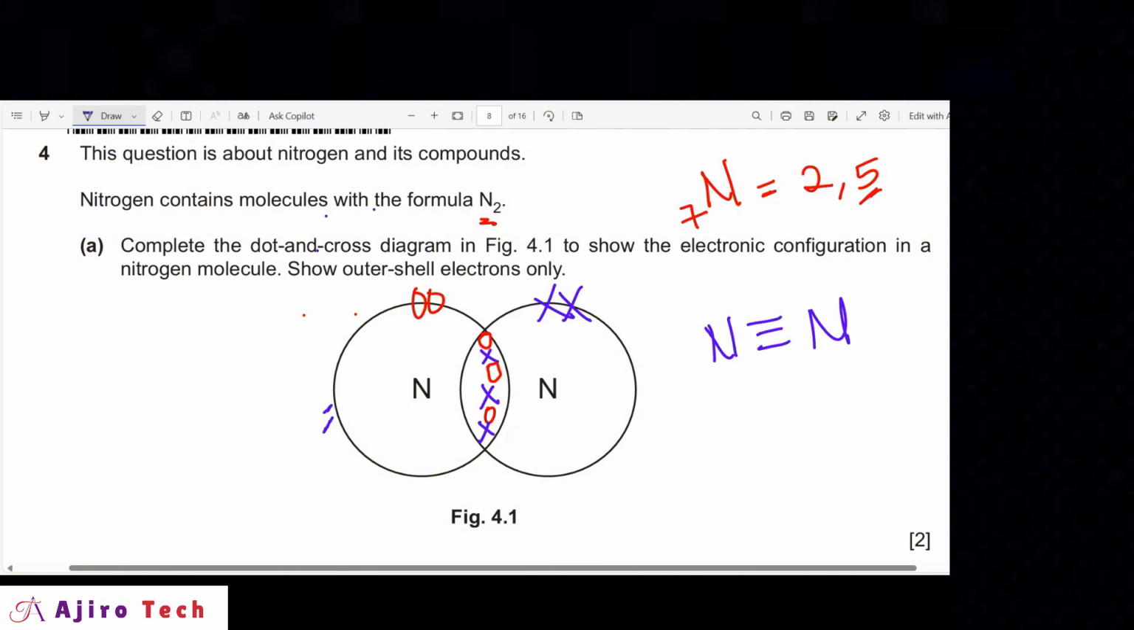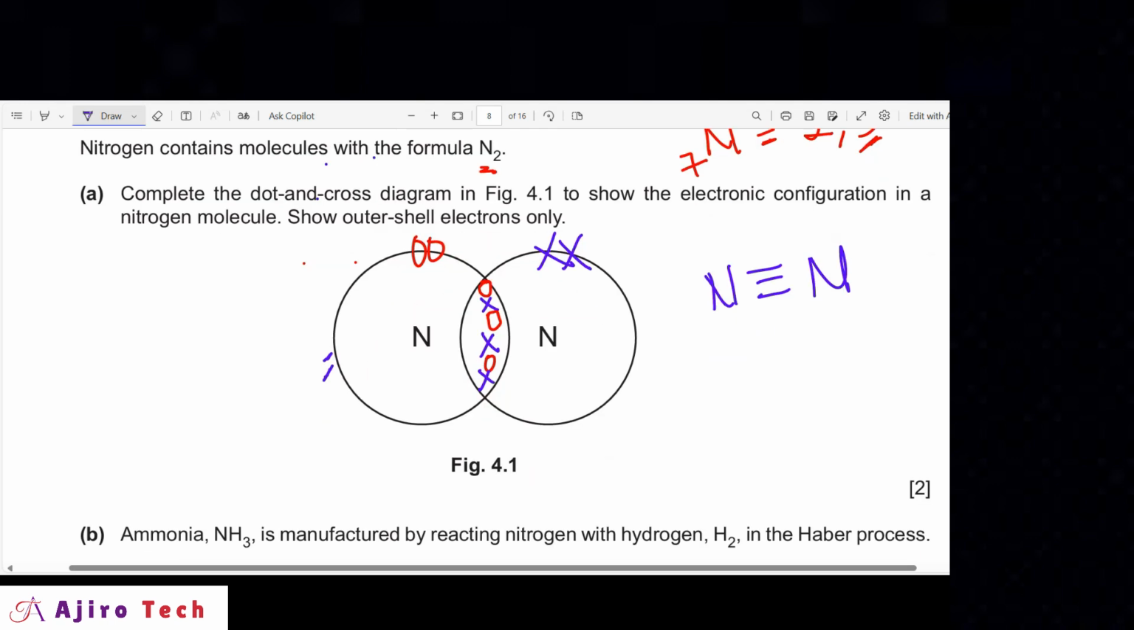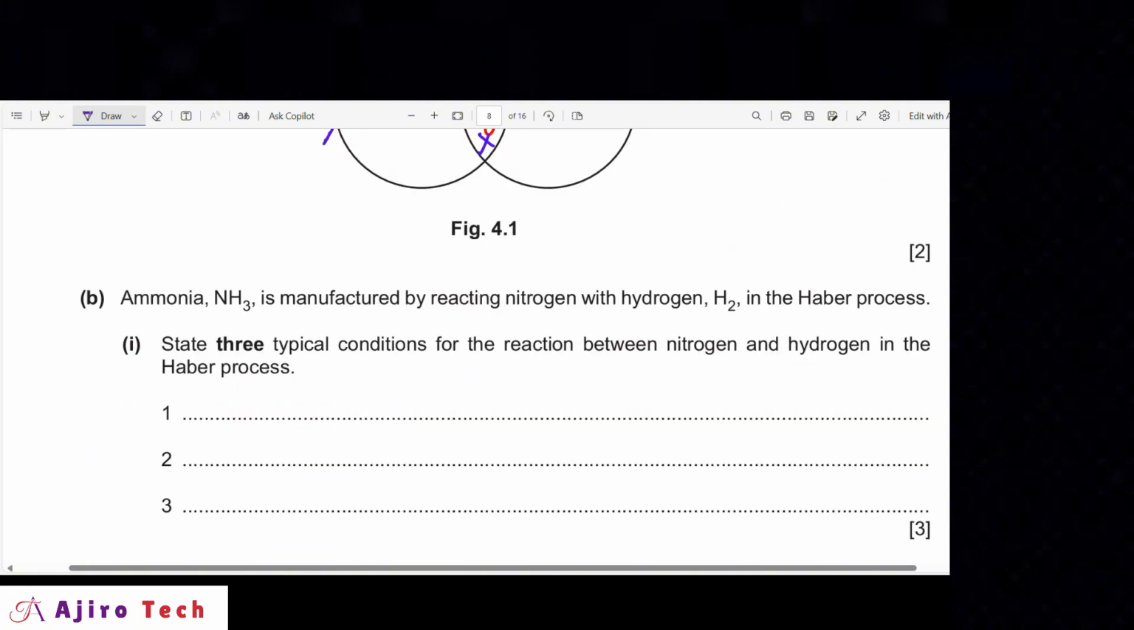I always advise students to draw the way they distribute it first to see how many electrons are left unpaired before you start doing what I just did, to give you a clearer picture of how the bonding is supposed to be. All right, so moving forward to the next question.